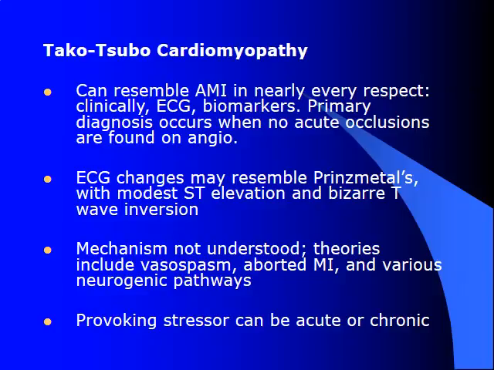The ECG changes can resemble Prinzmetal's angina with very little ST elevation, but you can still have some bizarre T-wave abnormalities. The mechanism of Takotsubo is not really understood. They're not really sure if it's caused by vasospasm or a neurogenic pathway, but generally the provoking stressor is going to be our biggest indicator. It can be an acute or a chronic stressor that spurs this on.